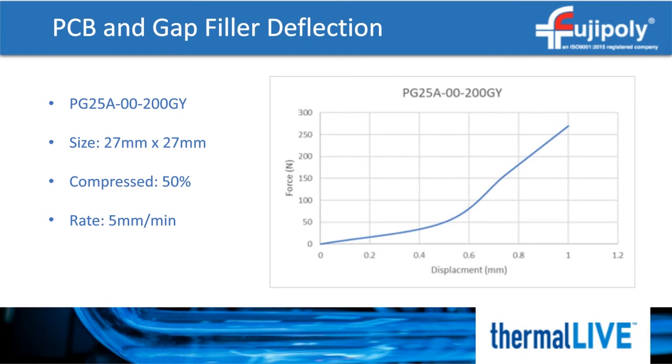In our PCB example, the PCB deflected 2 millimeters with only 90 newtons. We can see from the graph we don't get much deflection at 90 newtons on the gap filler, so it will be a moot point to go any further.